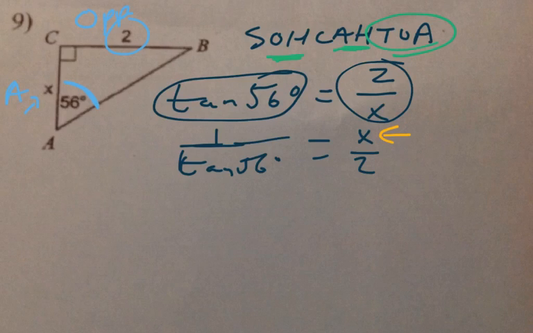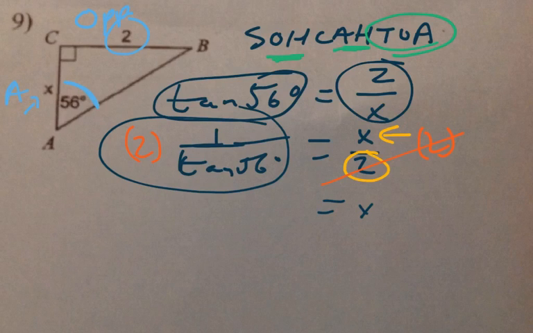How do I solve for this x right here when I'm dividing by 2? Well, how about we multiply both sides by 2? That way the 2 cancels out. And notice we'll have x equal to this right here. Now let's go ahead and use our calculator and see if this makes sense.